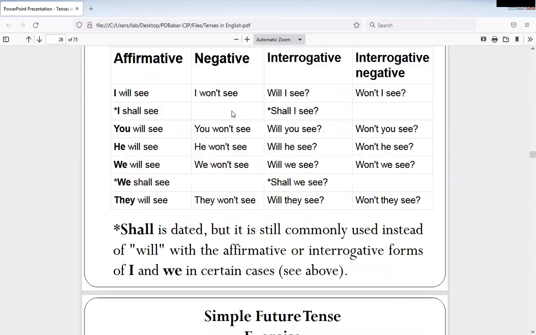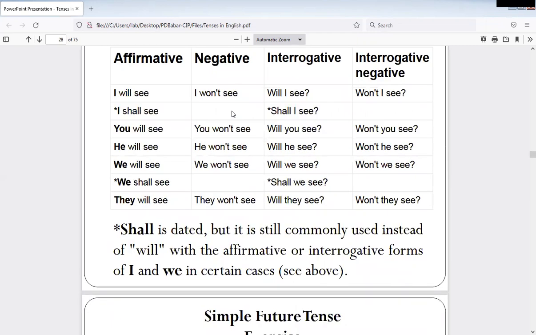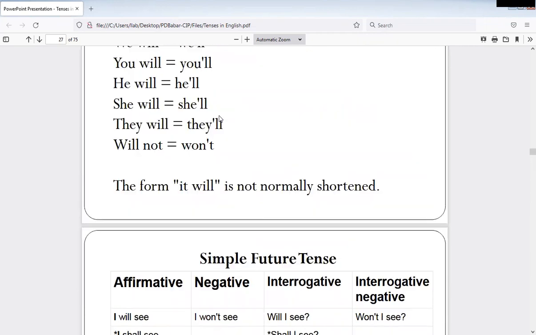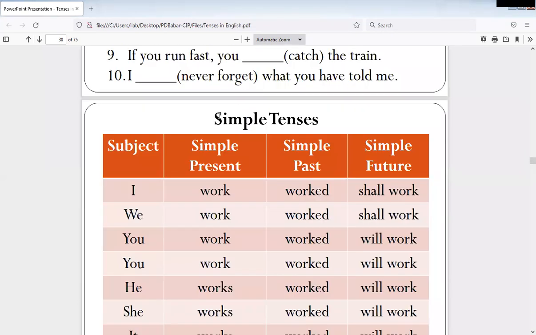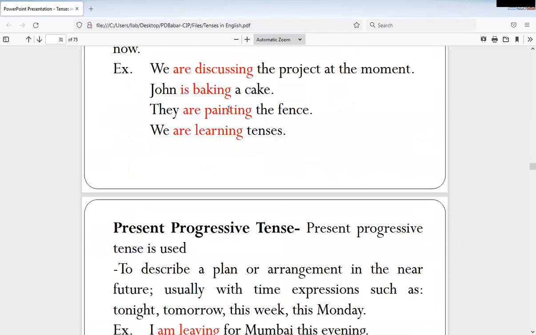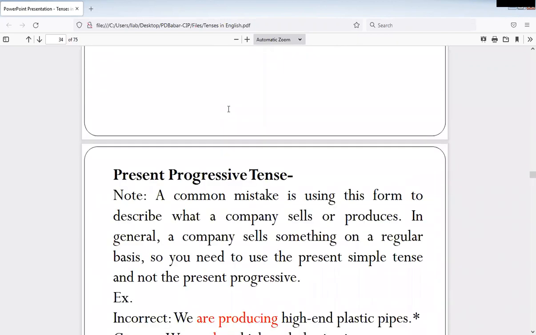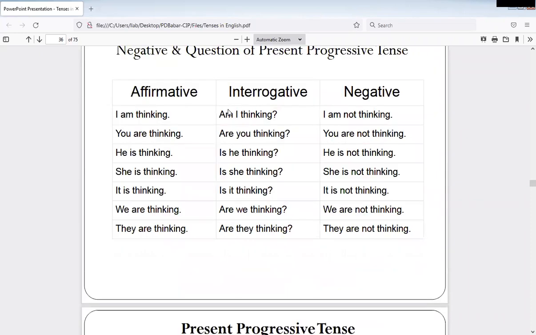So totally we can say that there are 12 different subtypes of tenses, and we have completed the simple tenses. Simple present, simple past, and simple future we have completed. Also, we have completed the progressive tenses.